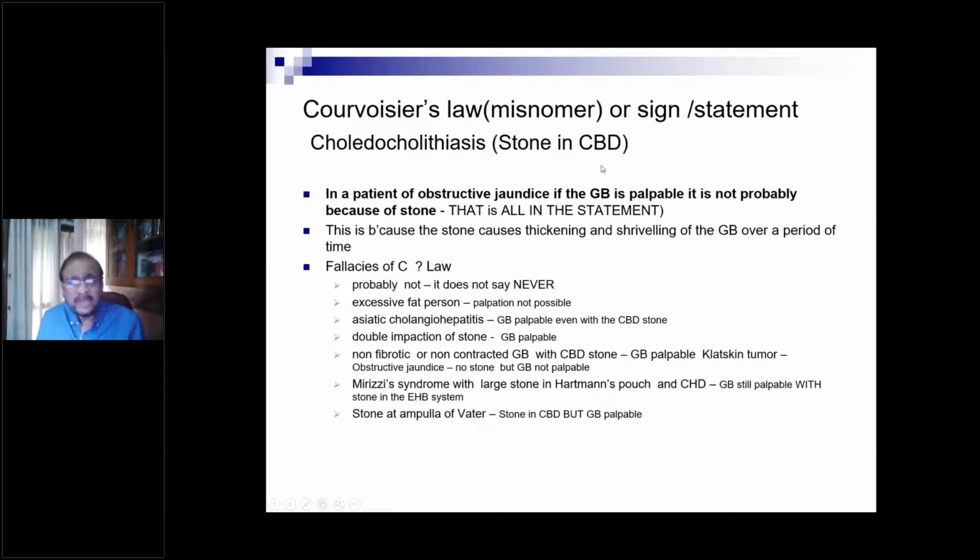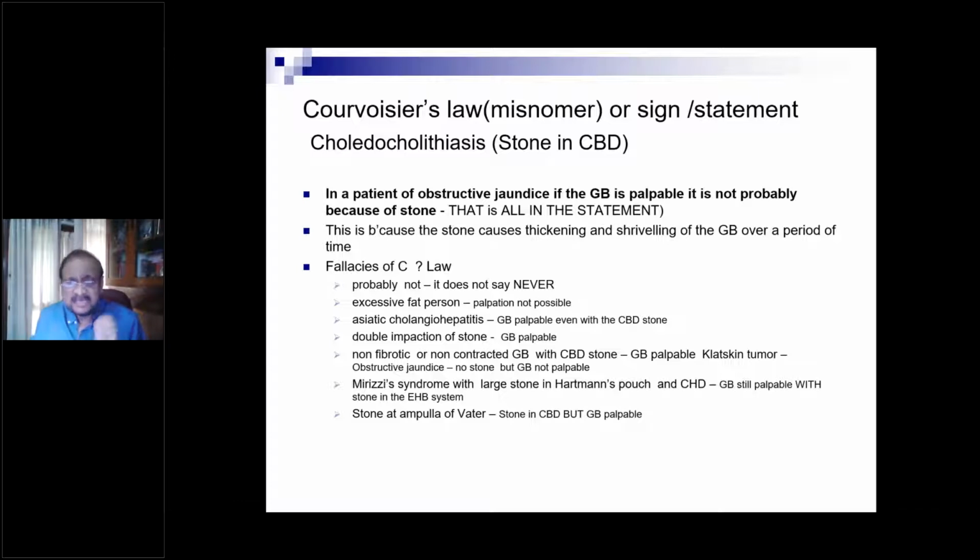Okay. Now, the Courvoisier's law. The law is a misnomer. It is not really a law. It should be known either as the Courvoisier sign or a Courvoisier statement. It was never designed to be a law. It was basically put as a law by subsequent surgeons or subsequent investigators. So what does this Courvoisier statement say? We'll talk about the Courvoisier statement, not a law.